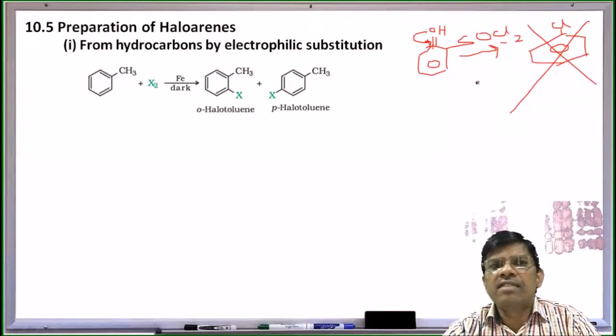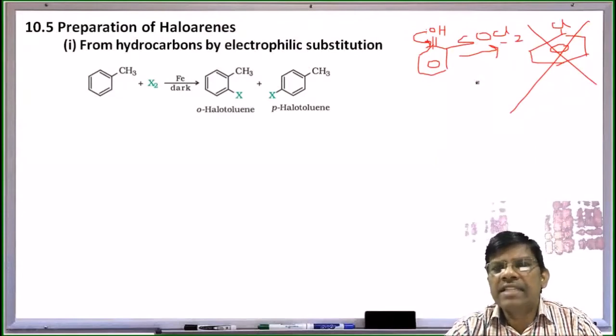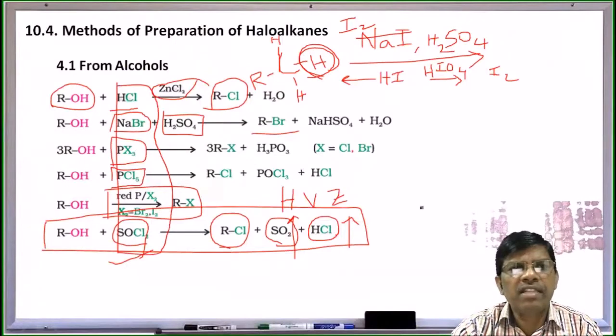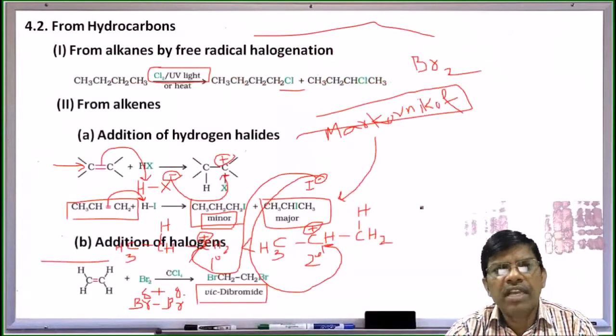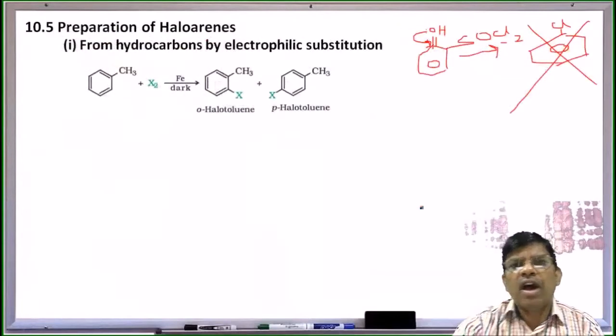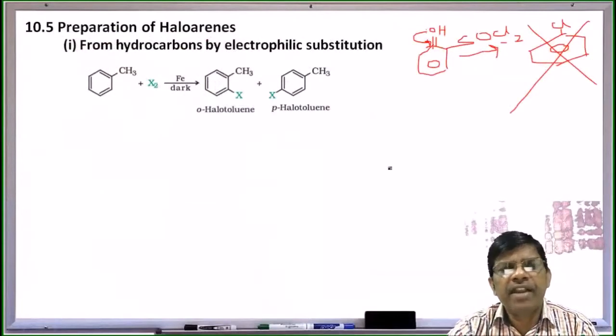So phenols will not give halides with thionyl chloride. PBr3 also is not going to convert phenols into halogen compounds. Then what are the methods available for the preparation of aryl halides? So aryl halides are prepared in a different manner.